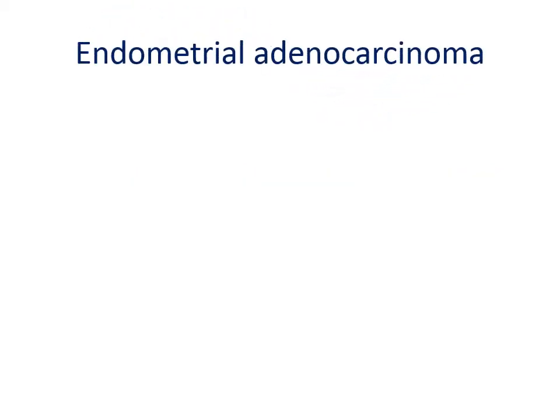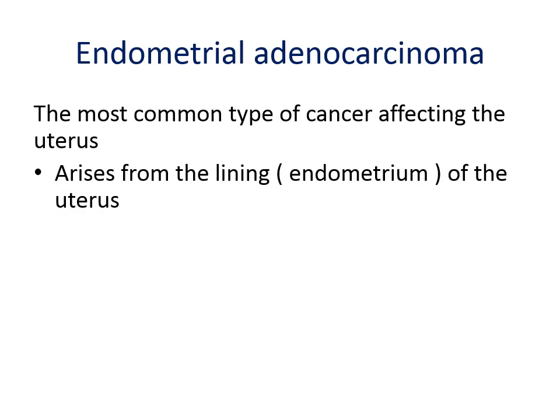Our lecture is about malignant diseases affecting the uterus. Starting from the most common type of malignant diseases affecting the uterus is endometrial adenocarcinoma. Endometrial adenocarcinoma, from its name, arises from the lining of the endometrial cavity, that is to say, from the endometrium. It is of two distinct subtypes.